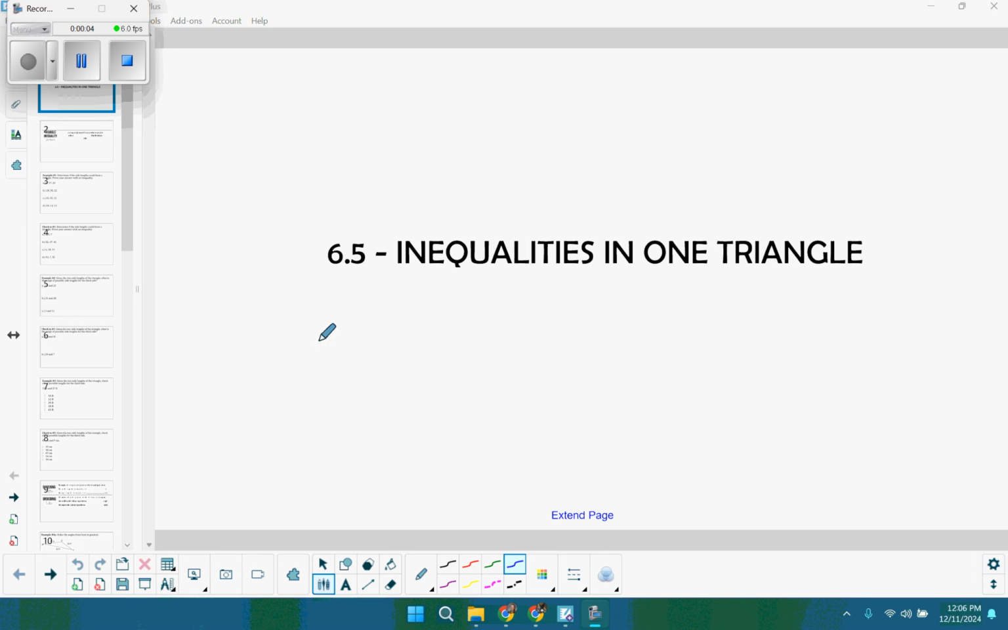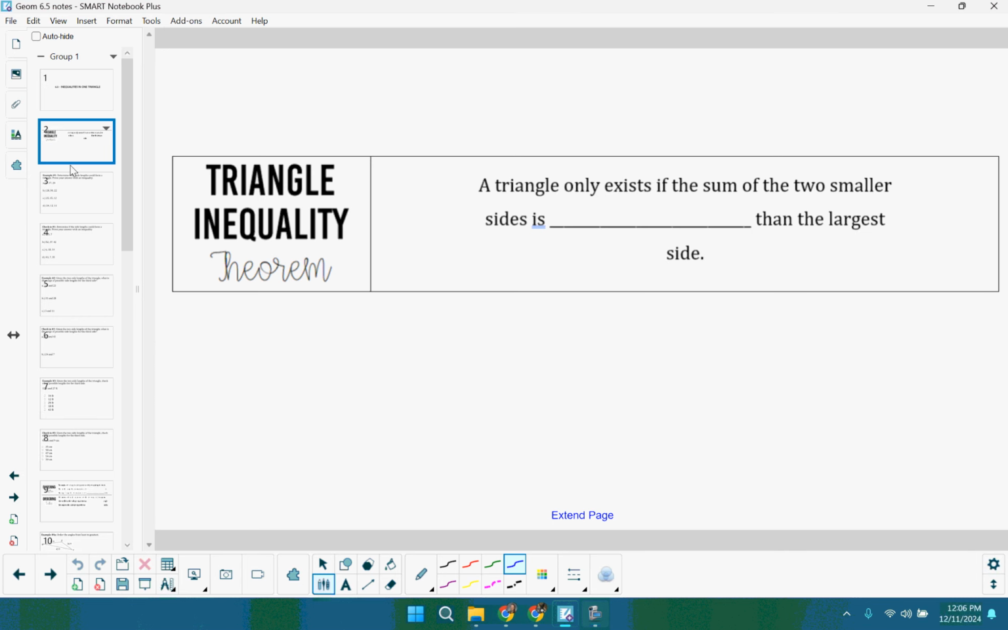This is lesson 6.5. We're going to talk about inequalities in one triangle. So the triangle inequality theorem says a triangle only exists if the sum of the two smaller sides is greater than the larger side, or the largest side. So if we add up the two smallest pieces, it should be more than the biggest piece.